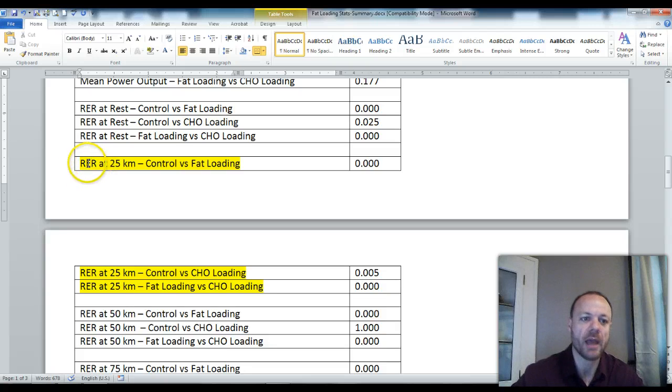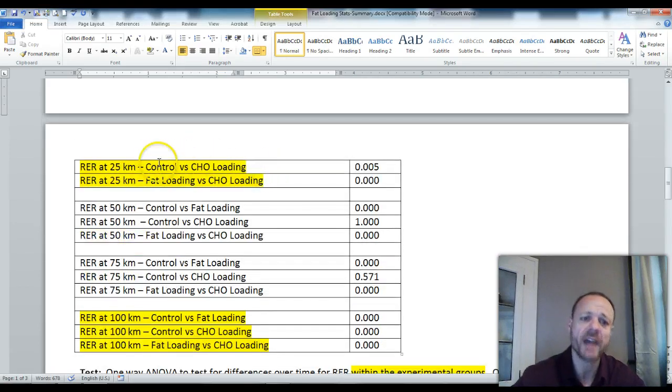At the 25 kilometer distance, when we compare control to fat loading, we see that there is a significant difference. Now this is not directional. It doesn't give you the means and standard deviations. You'll need to look at the means and standard deviations to figure out which one was greater, but we just know that the control is significantly different from fat loading. In fact, all three groups are different from each other.